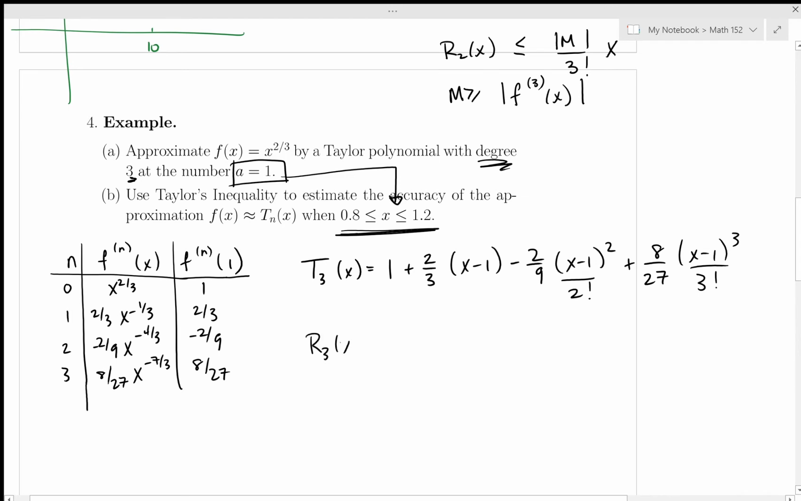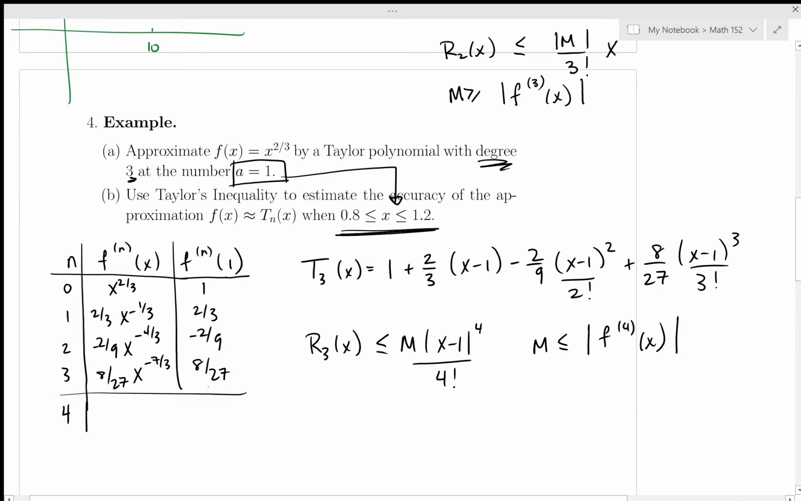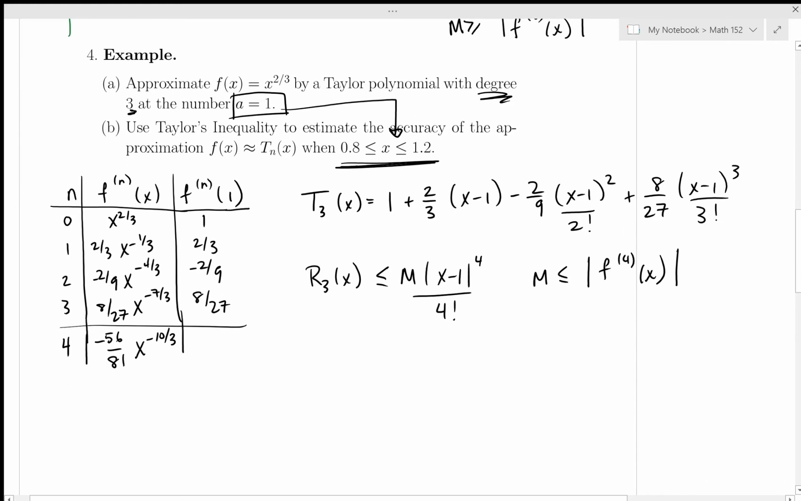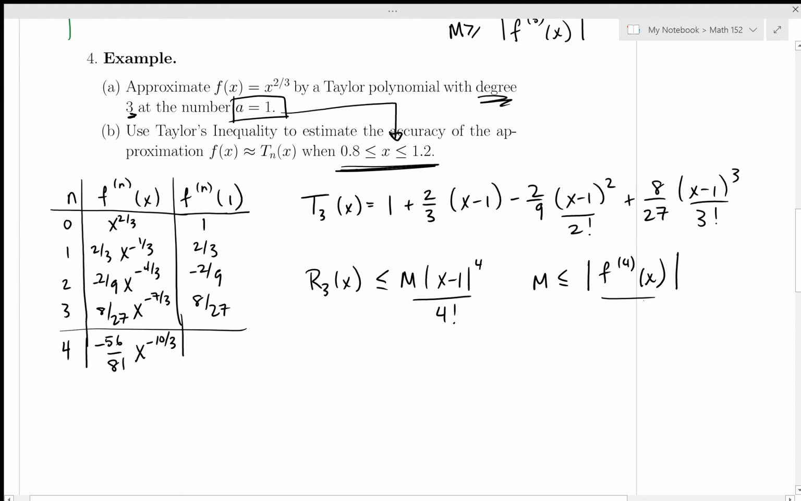R3 of x is then less than or equal to M times (x minus 1) to the 4 over 4 factorial, where M is greater than or equal to the fourth derivative of x. So then I immediately, oh shoot, I need another one of these things, so I'll go over there and calculate. I need the fourth derivative. This is going to be for the error bound, and I'm going to get minus 56 over 81 x to the minus 10/3. Okay, so the fourth derivative, I just calculated that.